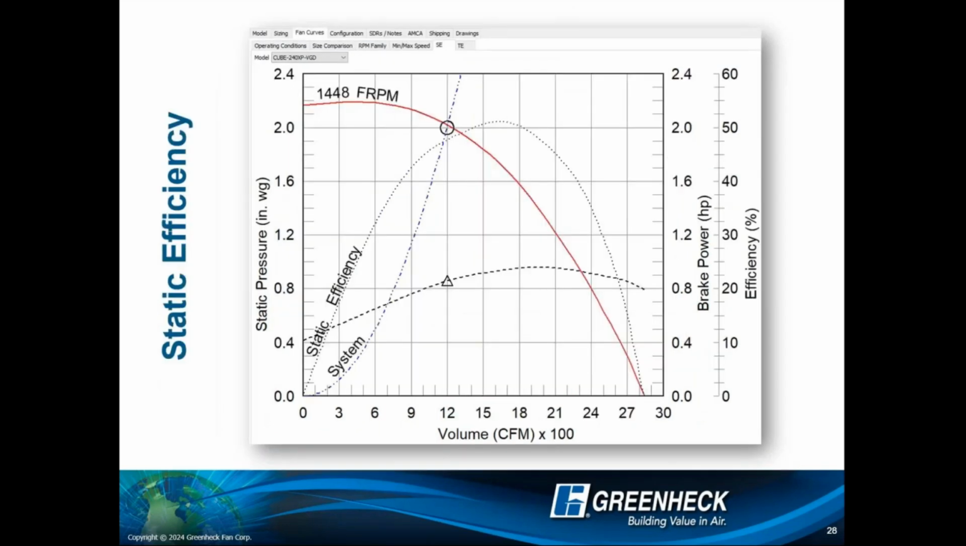All right, another one of those curves that help us make good decisions. Here's the static efficiency curve, right? You see that black dotted line.